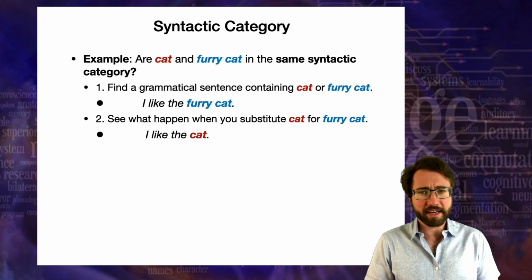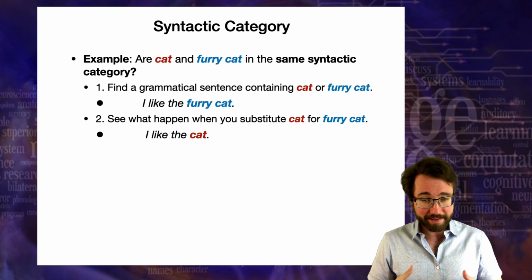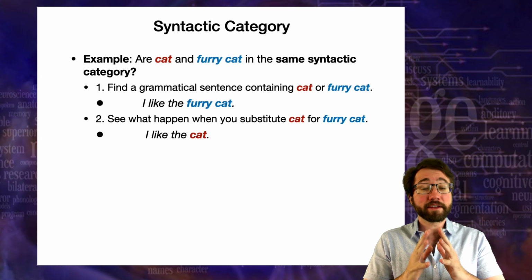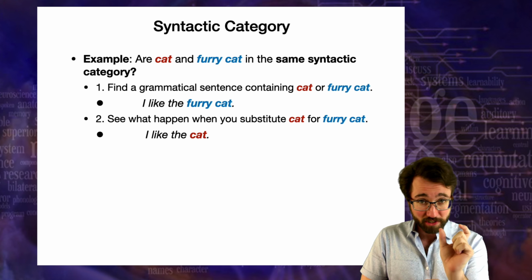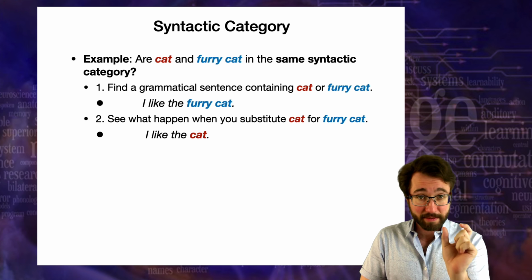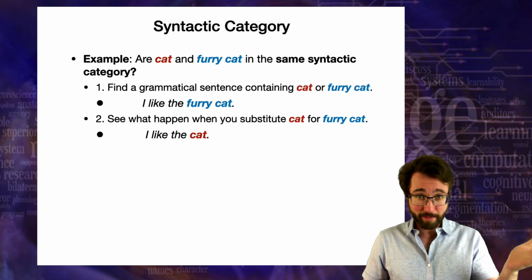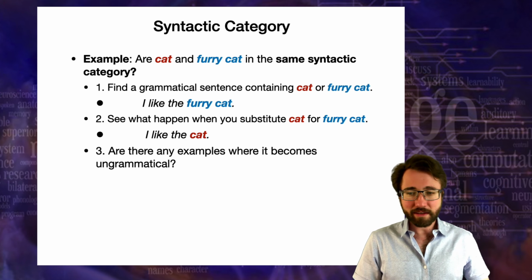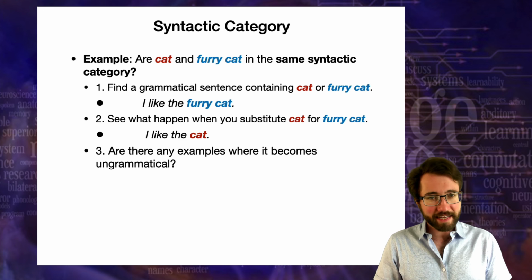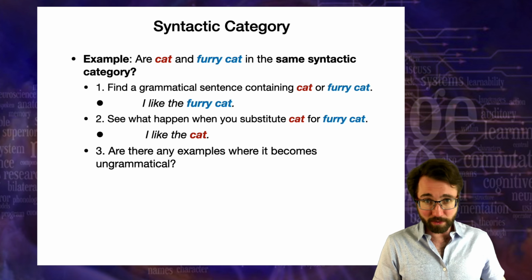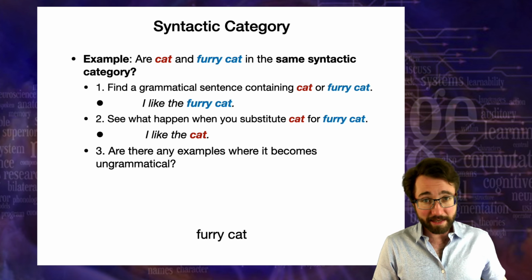And we can try doing it the other way. So we can start with I like the cat, and we can drop in furry cat, and we get I like the furry cat, still grammatical, right? So it turns out that cat and furry cat are substitutable in this way. So they're in the same grammatical category.